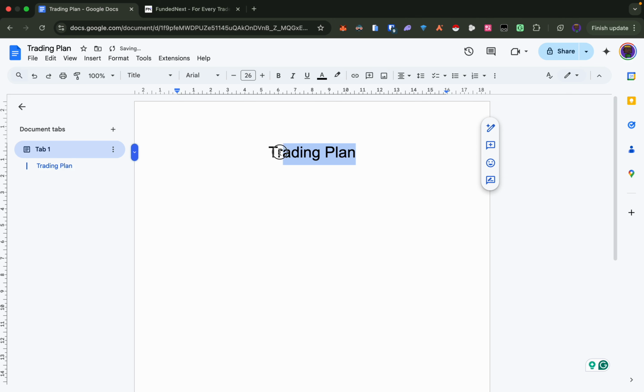So that's what we're looking at now: how can we create a trading plan that works for us? Here's the trading plan I got. How did I even get this trading plan? It came by prayer, actually.